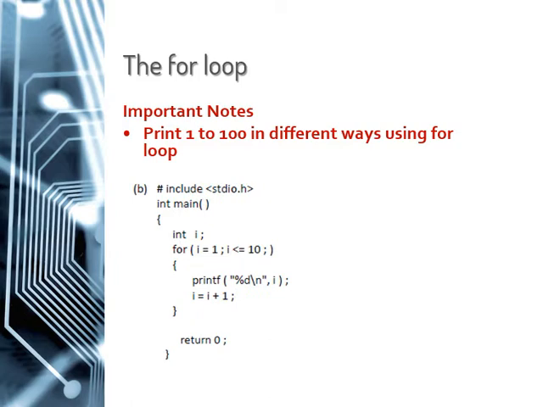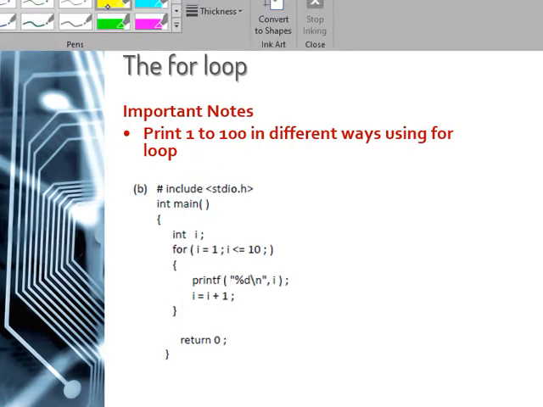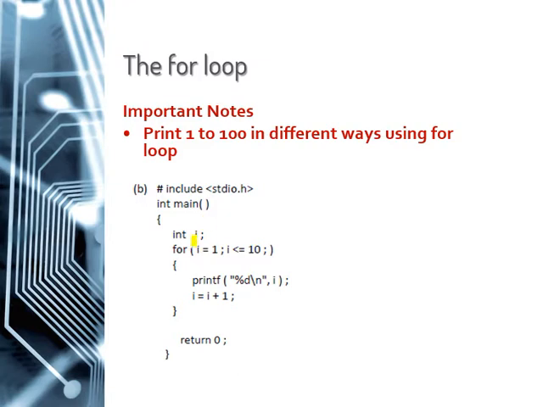Next way in printing 1 to 100 is this one. As you can see, it is similar to before. Let's look: we initialized the value of I, then we tested if our I is less than 10, but there is no statement inside at the last part.